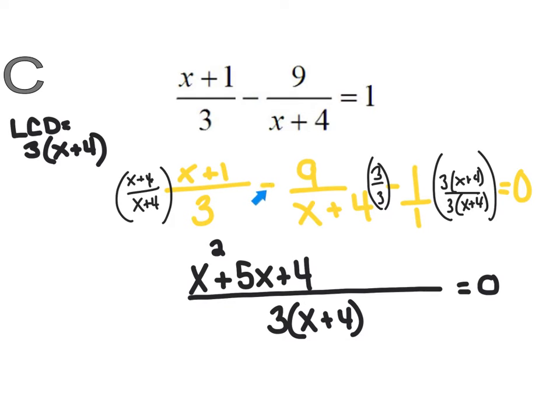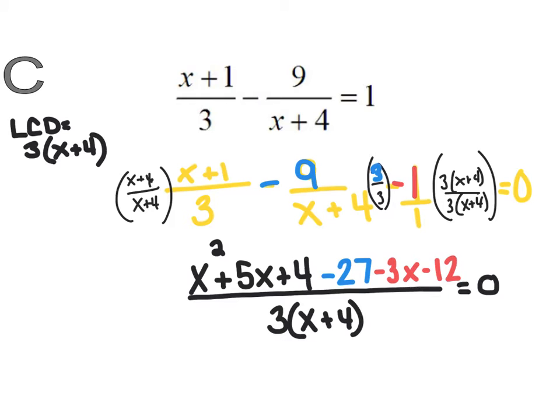Next, I have a negative 9 times 3 would be minus 27. I'll switch to blue just so you can see that that came from this right here. And then lastly, I'll switch to red. We're going to do negative 1 times 3 would be negative 3, and then I'm going to distribute negative 3. So negative 3 times x would be negative 3x. Negative 3 times 4 would be negative 12.